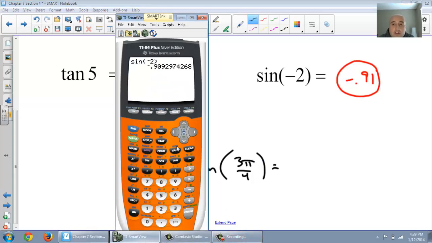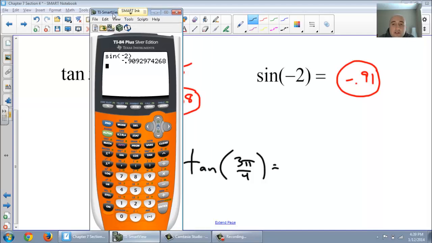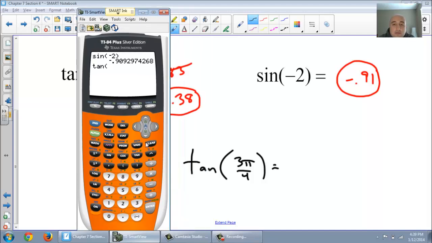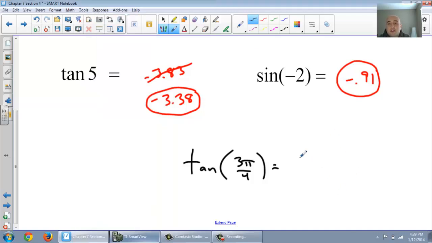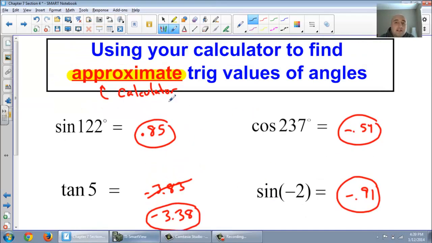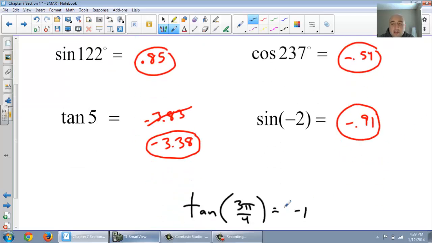We're going back to our calculator, and we're going to do tangent of 3 pi. I have to put 3 pi in parentheses, divided by 4, and then close the parentheses. My answer is negative 1. So that is how you find approximate answers. Decimal answers are approximate answers.